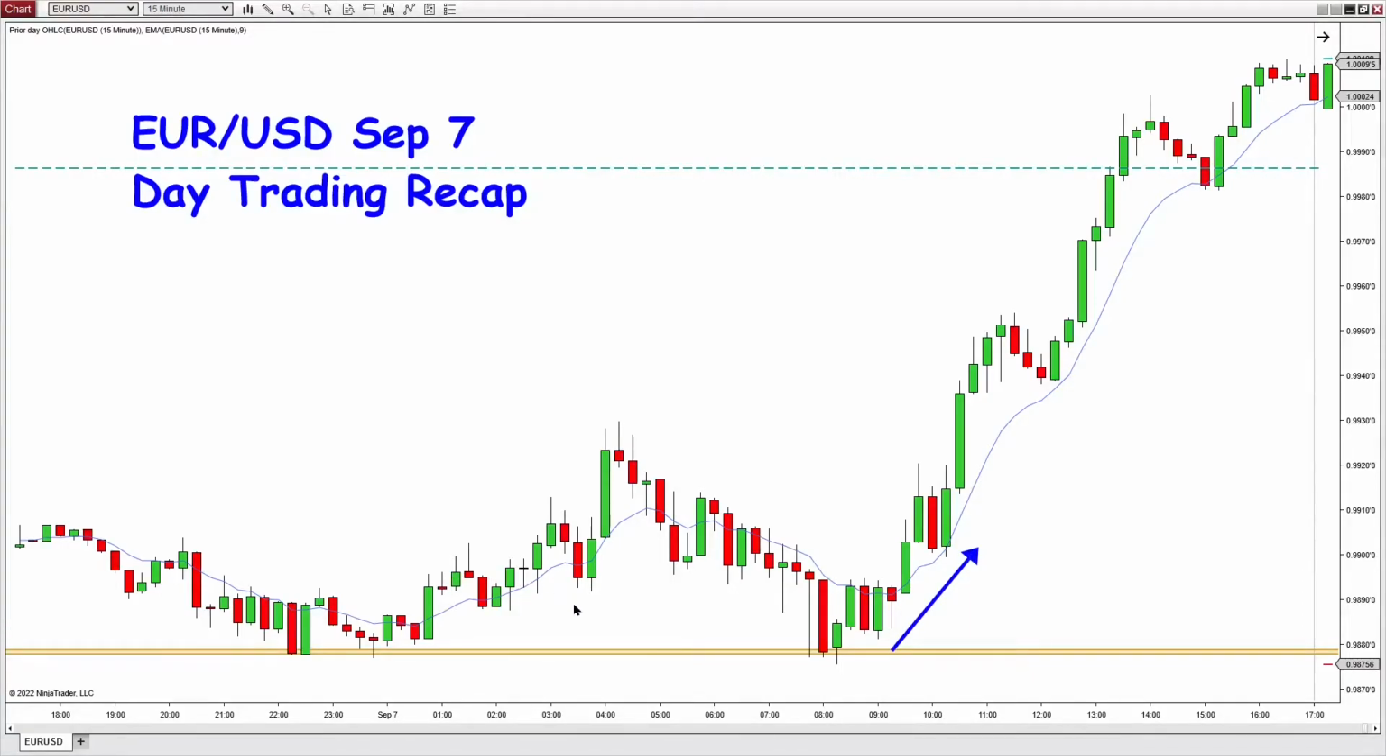In the New York trading hour, we can see there is a trendline break. So when the market is slowly going down, you can see it follows this trend line. And then the market breaks the trend line to the upside here.